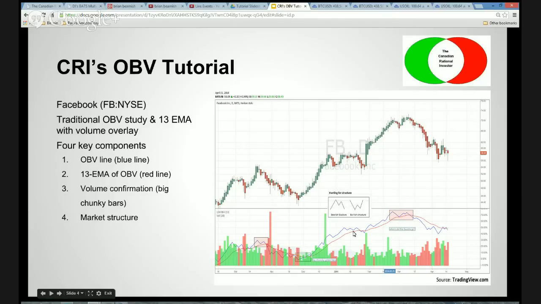Sometimes they can spit out little false signals, and I might argue that nothing in the market is guaranteed, but generally speaking we can get a pretty good idea of the trend in volume based on market structure. All right, moving right along.